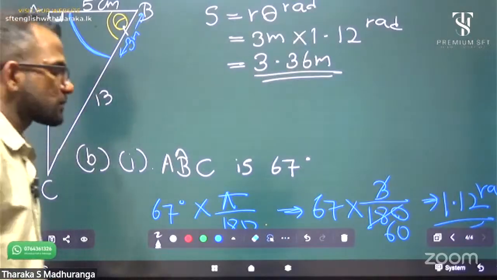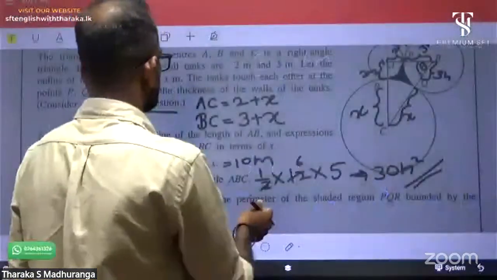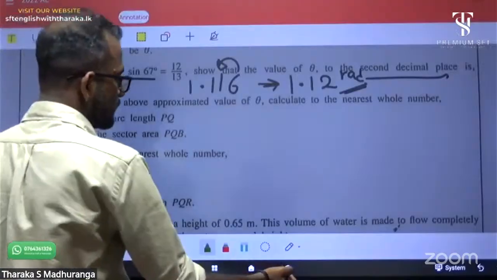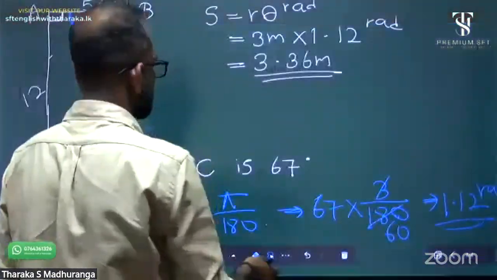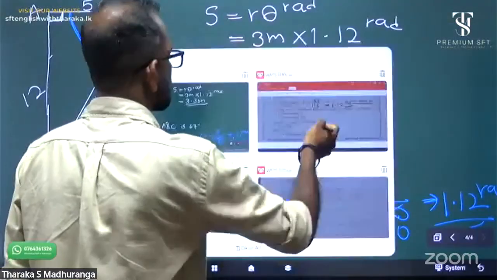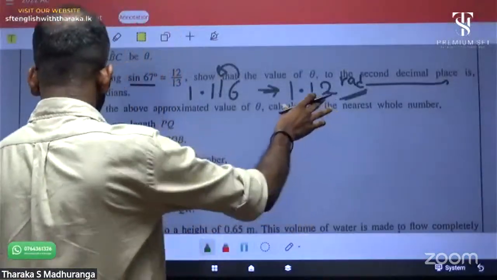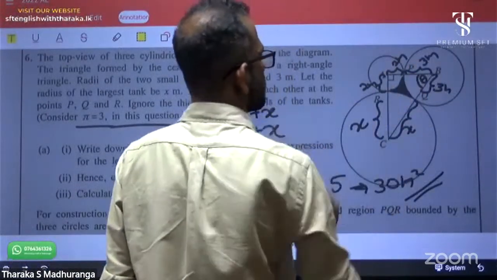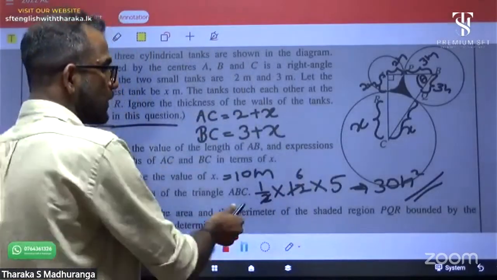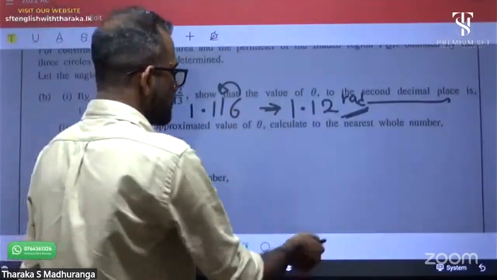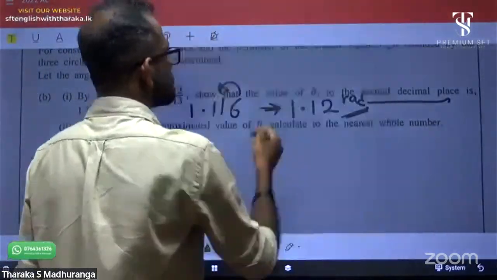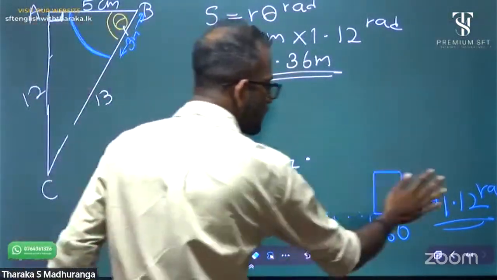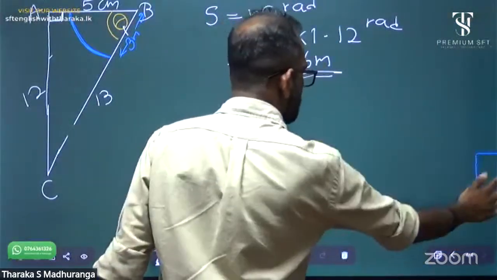Next question. The sector area PQB. Okay, let's find PQB. PQB means the same sector, I think. Yes, the same sector. The area is being asked. The angle you already know. What's the area equation of a sector? Half r squared theta radian.